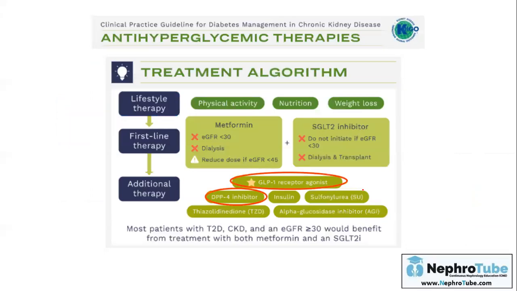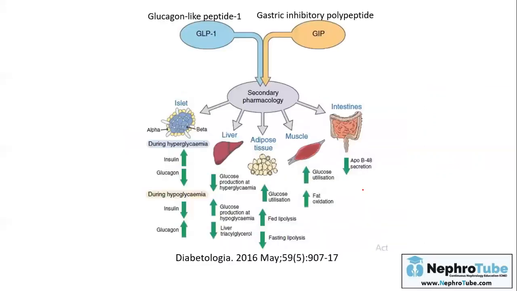The second line of treatment that I will talk about, I will mix my talk about the GLP-1 receptor agonist and DPP-4 inhibitor, because their mechanism of action is nearly the same. It is not exactly the same, but they are working on the same axis. Normally in our body, we have the gastroinhibitory peptide, GIP, and the GLP-1. Normally in our body, they have multiple beneficial effects.